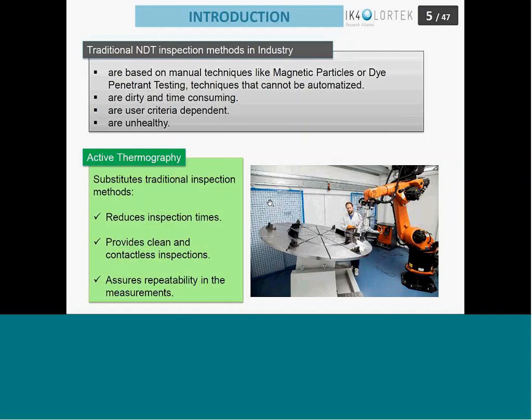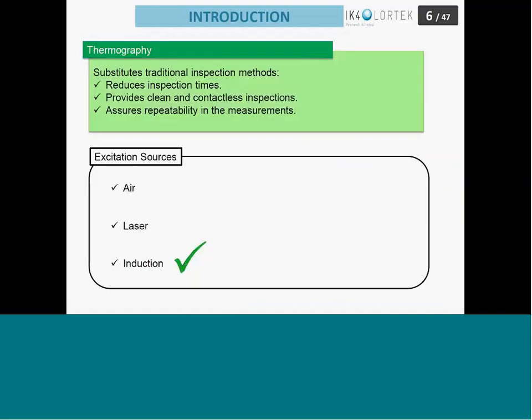So active thermography substitutes these traditional inspection methods, reduces inspection times, provides clean and contactless inspections, and assures repeatability in the measurements. It consists of heating a sample, and when the sample has a defect, heat propagation is affected. So we capture this heat using a thermal camera, and we process those images in a computer in order to detect defects automatically. We can have several excitation sources, like air, laser, or induction, for example.